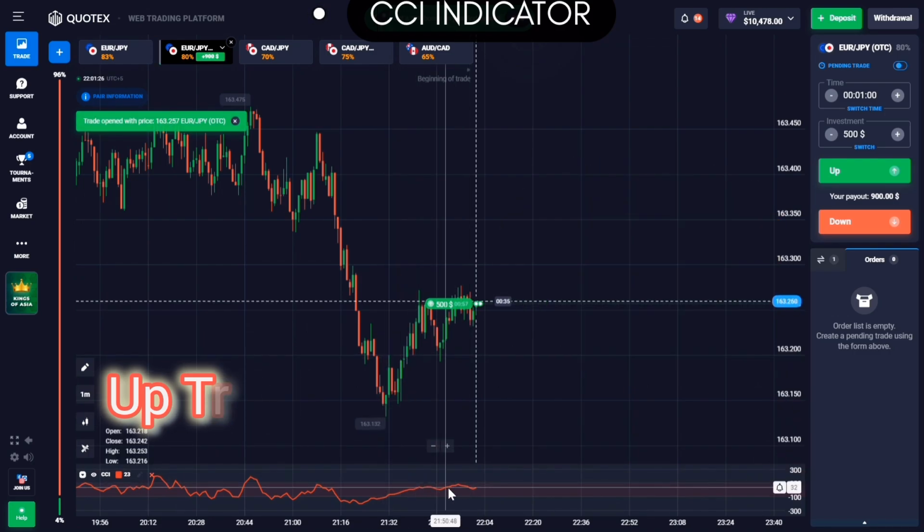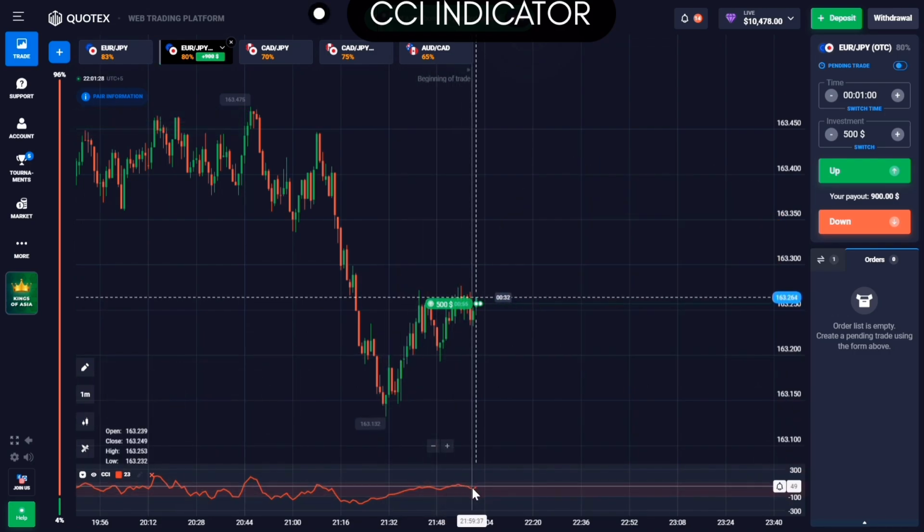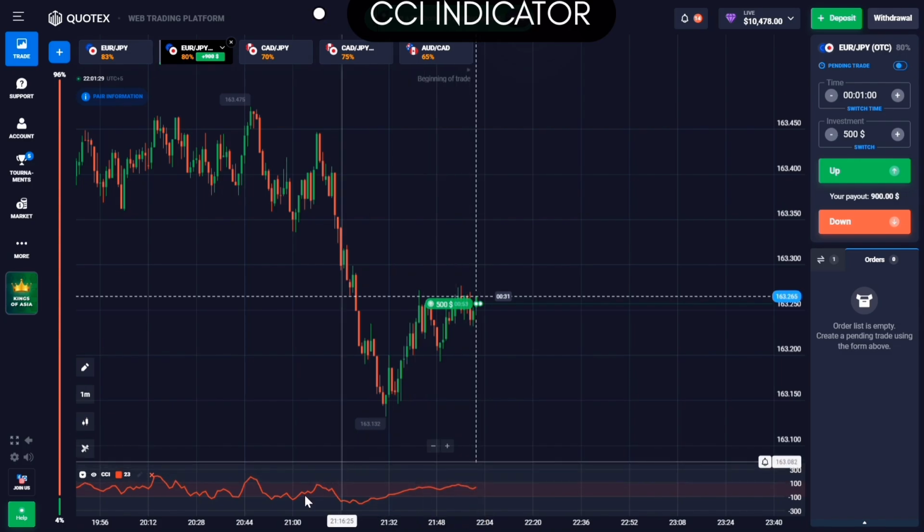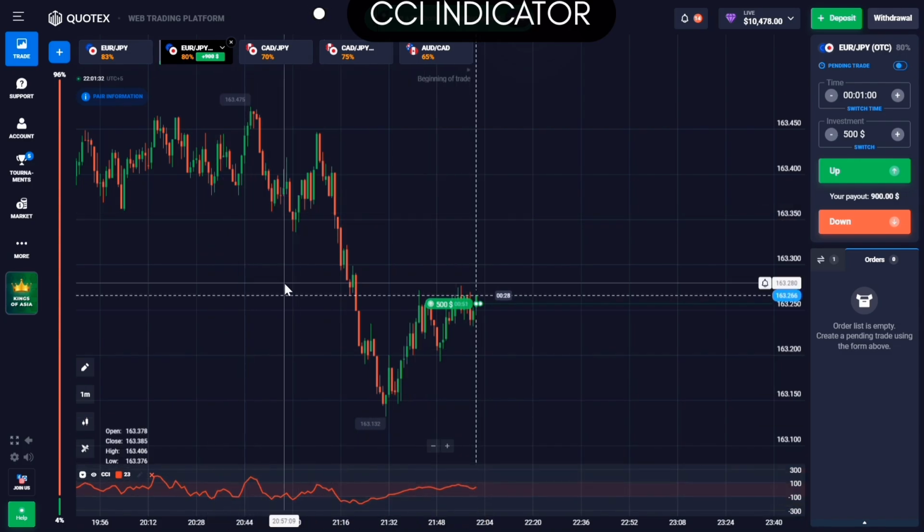Short-term trading, use 7 to 10 periods for faster signals. Long-term trading, use 20 to 40 periods for smoother signals.